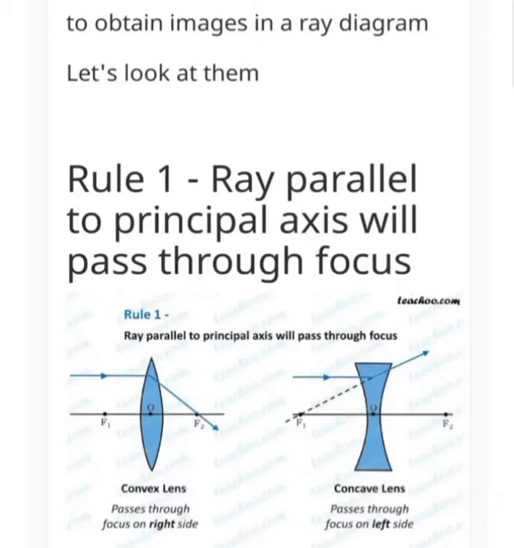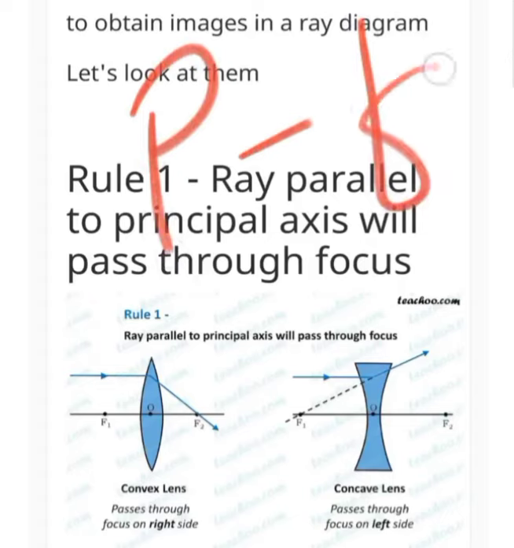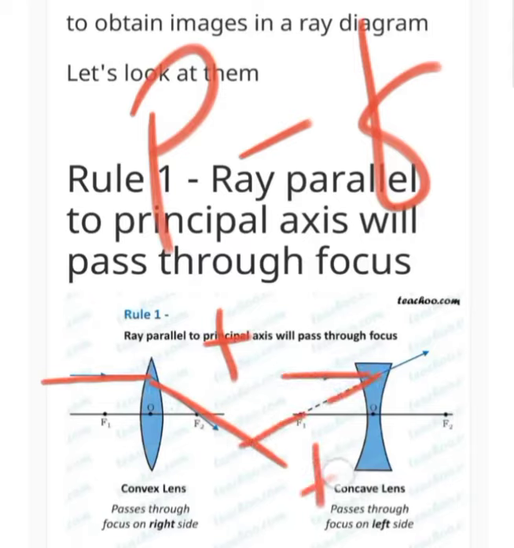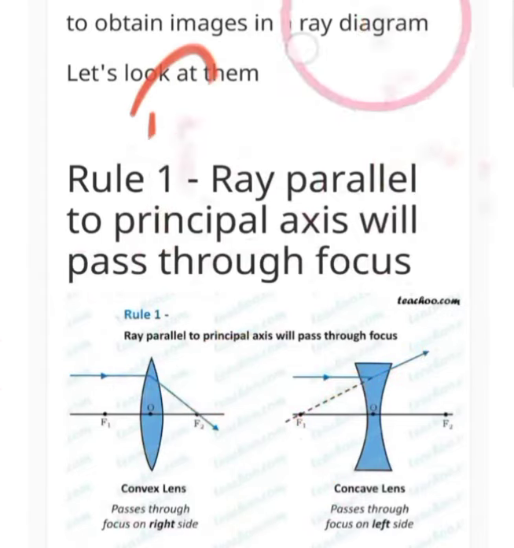The first rule is that if a ray of light is parallel, it will go from the focus. See, this ray of light is parallel, it will go from the focus. Similarly, in case of the concave, if a ray of light is parallel, it appears to go from the focus. This is the first rule.